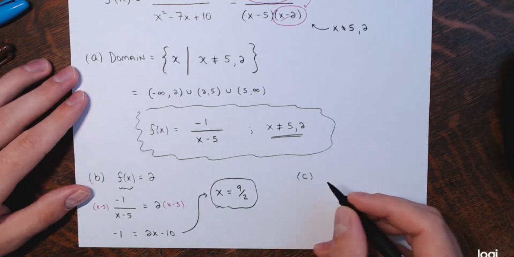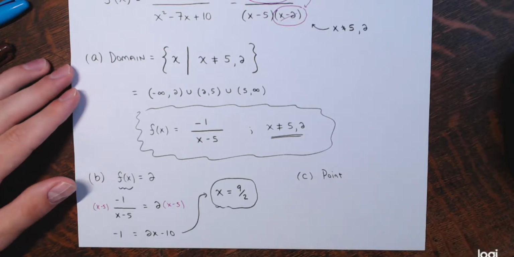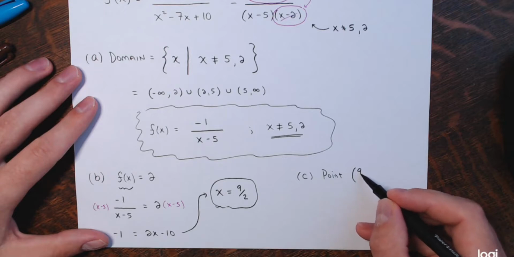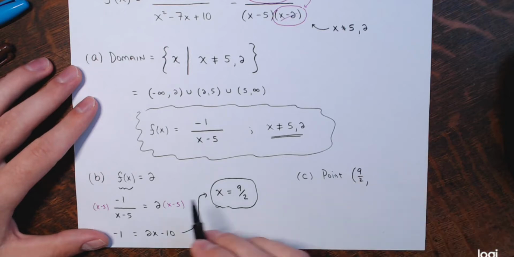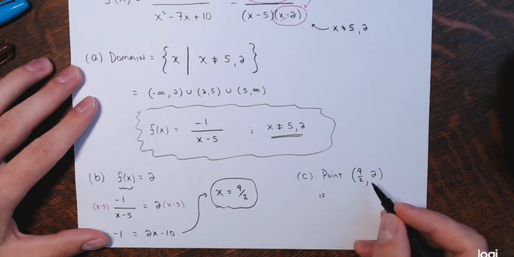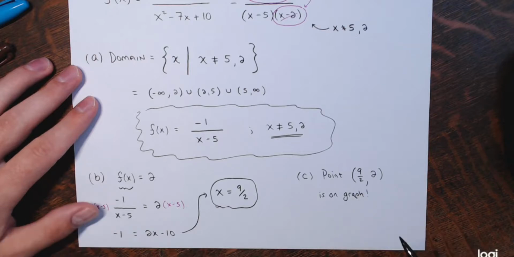And then for part C, use your results in part B to say what points would be on the graph. Well, the x value of 9 halves and output of 2, so 9 halves comma 2, would be on the graph of this function.